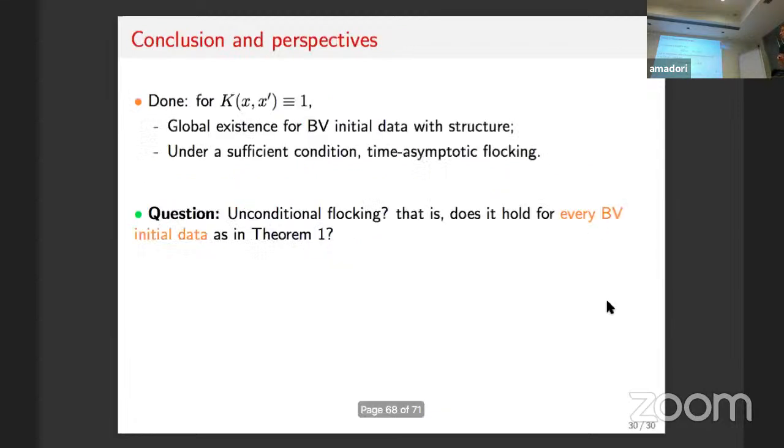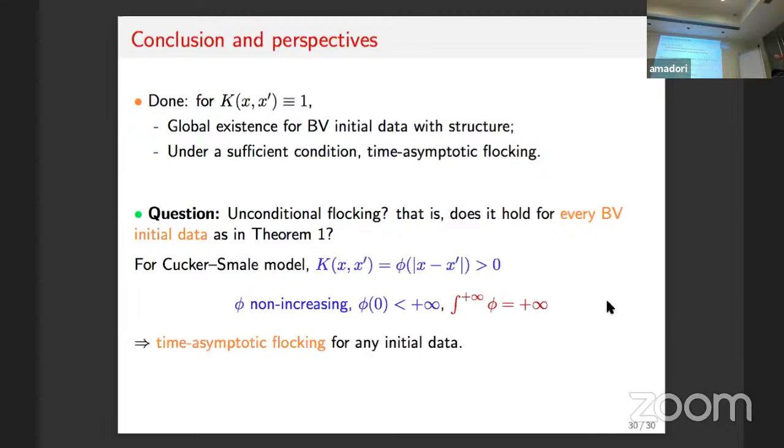Okay, my time is almost over. Let me just conclude with a question. We say that our system admits time asymptotic clocking under some conditions. Can we say that we have time asymptotic clocking for every initial data with this structure? Well, we don't have an answer, but seeing what happens for the standard Cucker-Smale model for discrete particles, at least, what we can say is that if we have an interaction kernel in which the communication rate, depending on the scalar variables, is non-integrable at infinity, so it has a fat tail, in this sense, it is non-integrable.